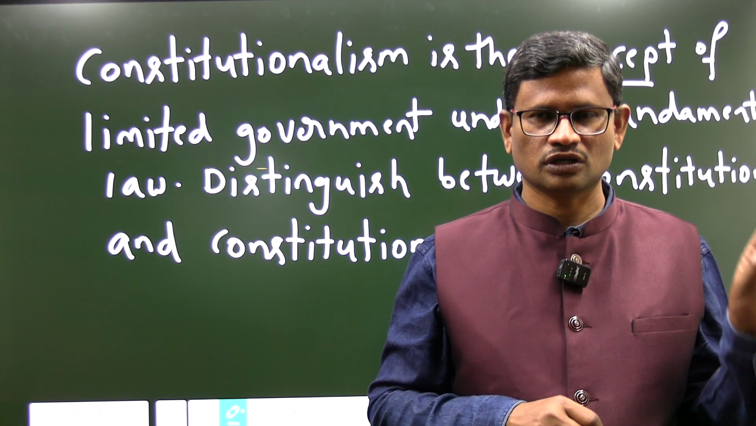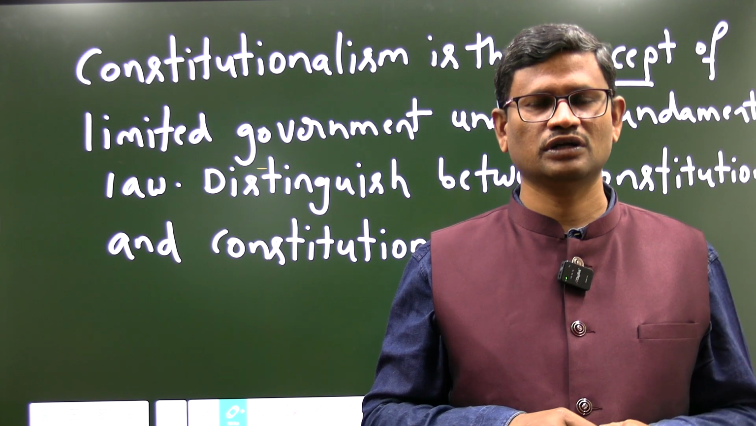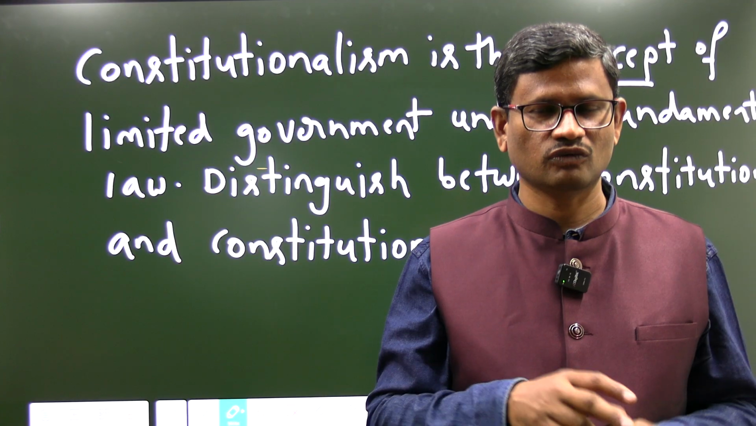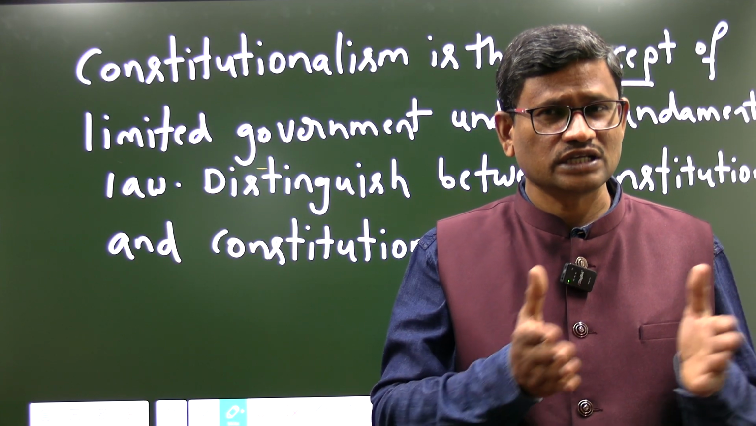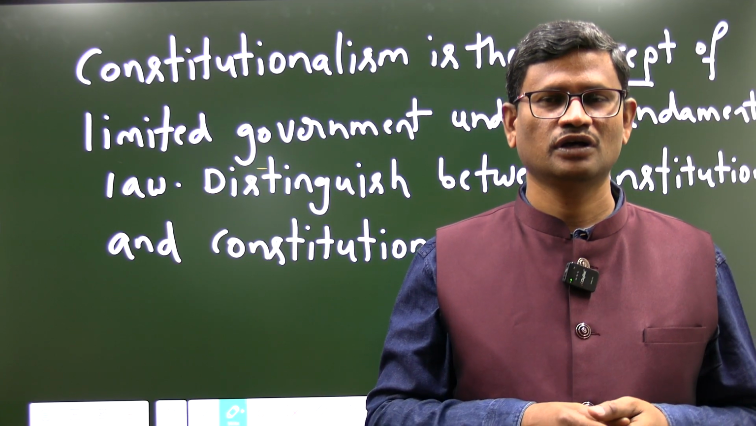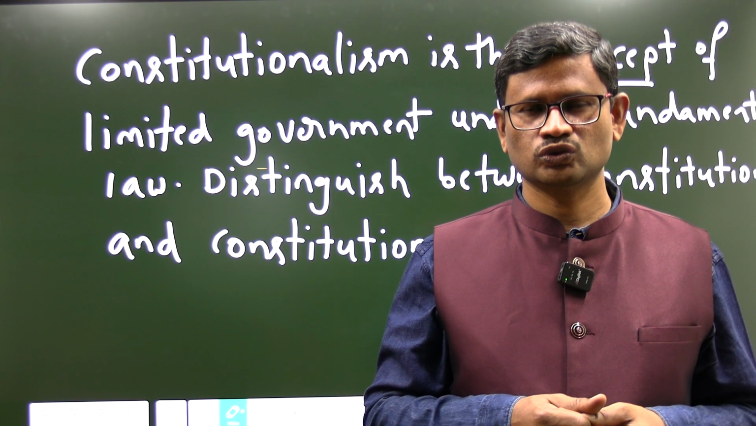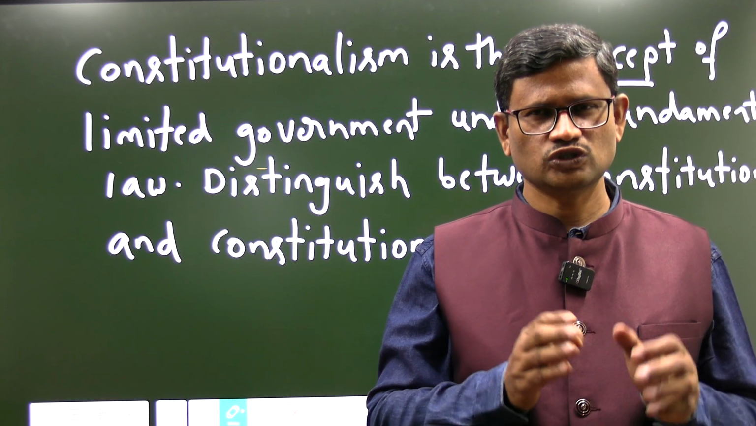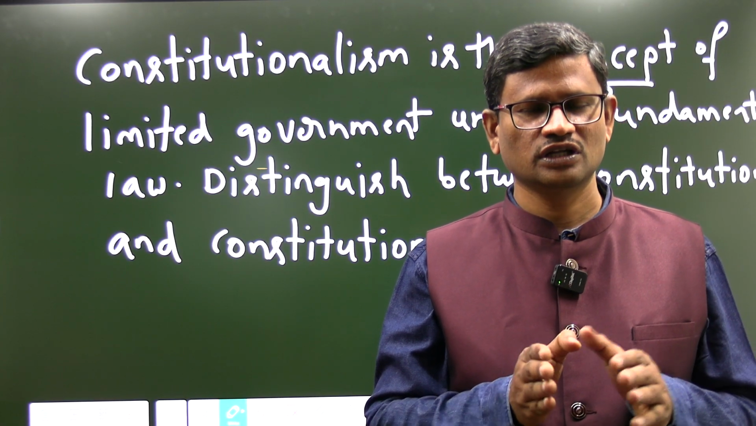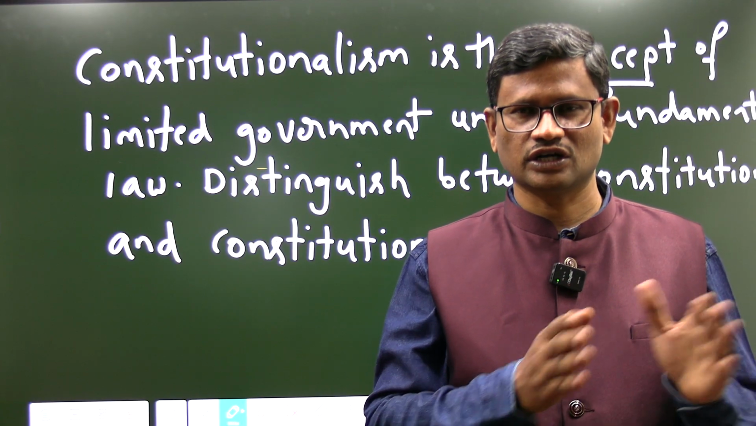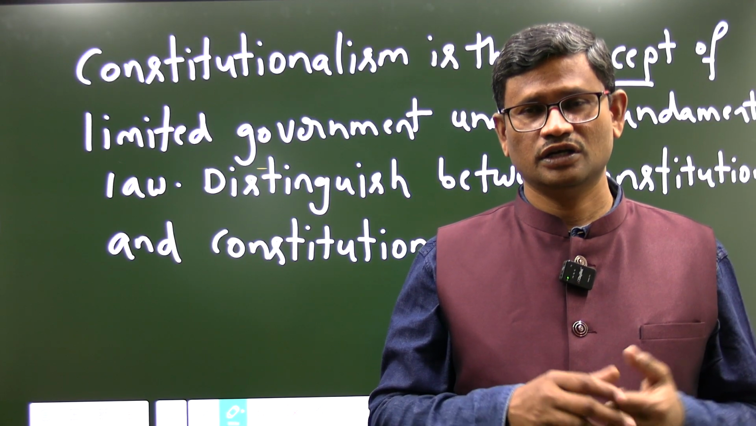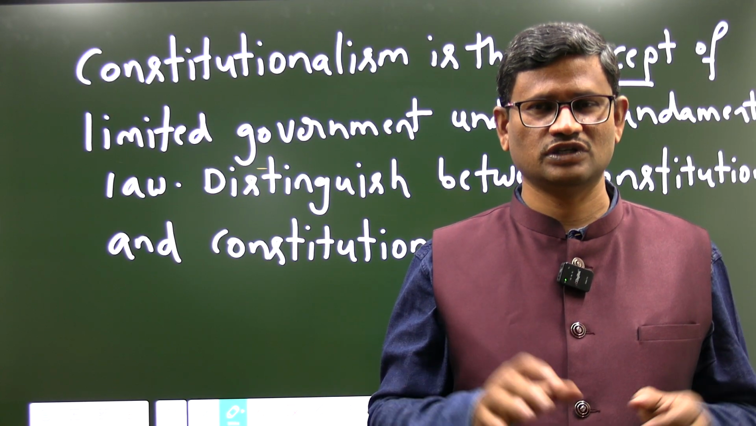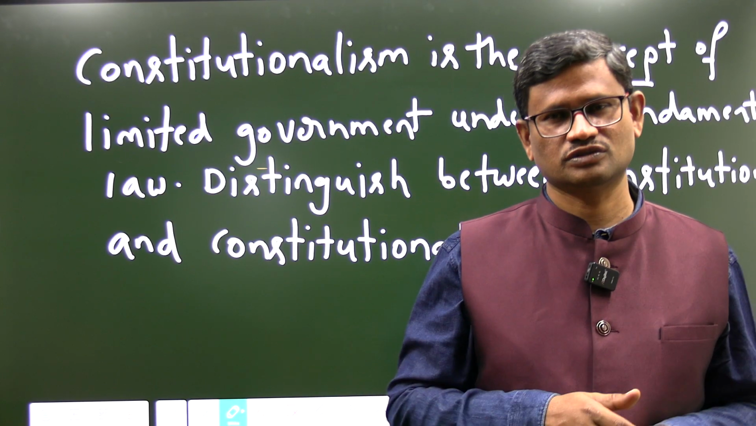So a constitution defines the nature of the government. It defines the structure of the government. What are the three branches of the government? What are their powers? What is the relationship between the three branches of the government? It's not only that. The constitution also speaks about the rights and duties of the citizens. It also speaks about the relationship between the state and the citizen, government and the people. It also speaks about the duties of the state and the limitations on the powers of the state. So that's the definition of the constitution.